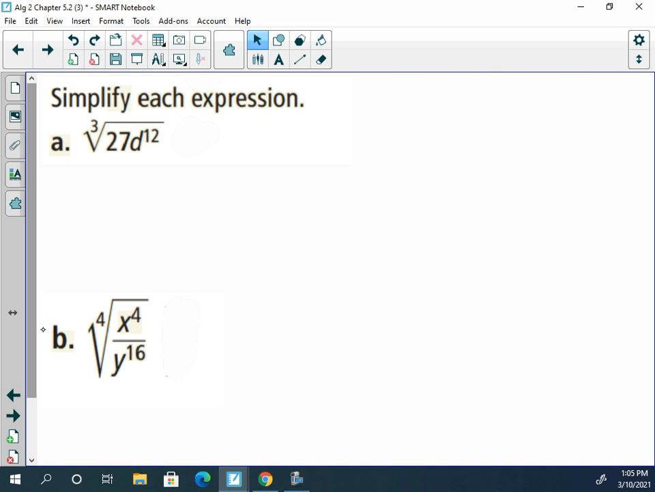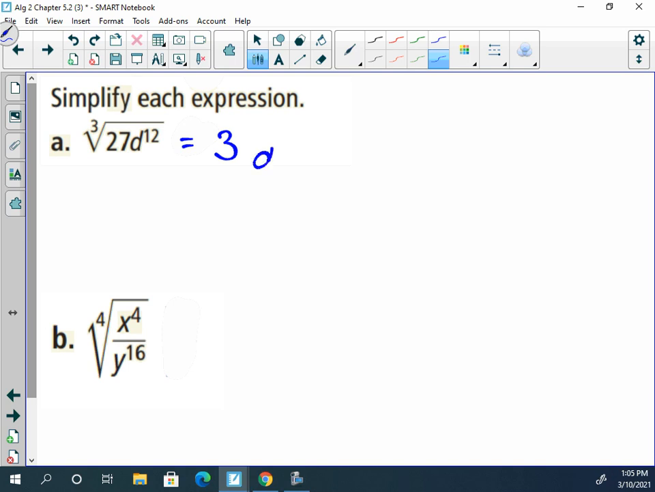The cubed root of 27d to the 12th. All right, let's look at the cubed roots. Can we take the cubed root of 27? It is 3. I'll just go on and write that. Because we can type that into the calculator, the cubed root of 27. If there's a number, we can try it in the calculator and see if it will give us an answer. And it gave us 3.